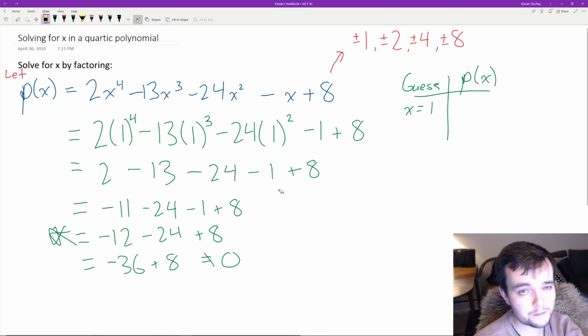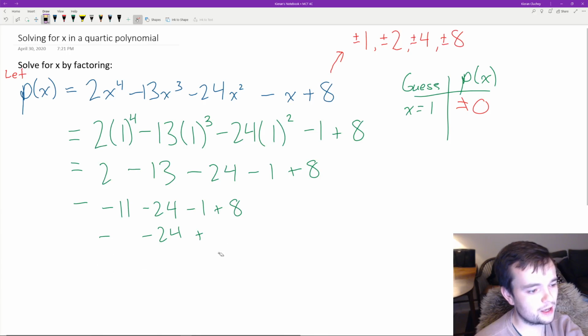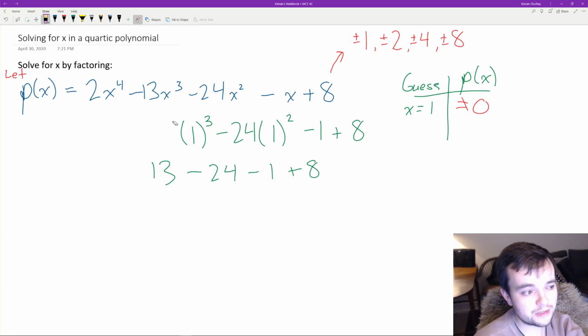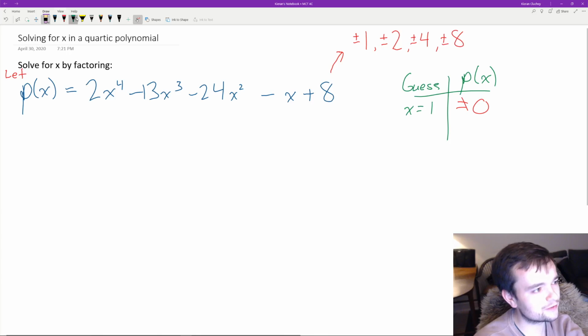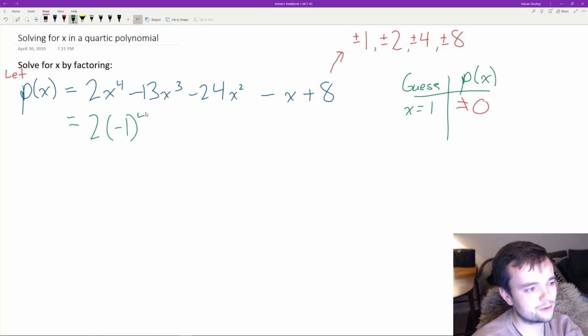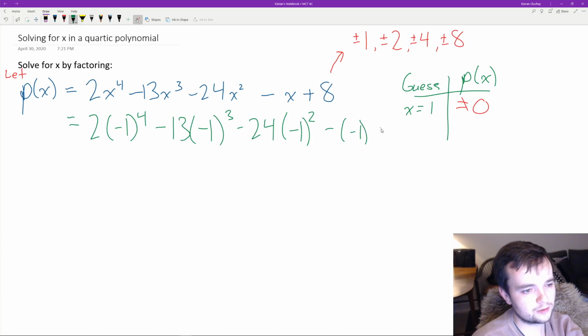So I plugged in 1, and 0 did not come out, so I will erase all of this and move on to my next guess. My next guess is going to be negative 1. I just tried positive 1, and actually instead of erasing this, I should have just written in a negative, but that's fine. I can show you again how we evaluate, by substituting in negative 1: negative 1 here, minus 24 times negative 1 to the power of 2, minus negative 1, plus 8.